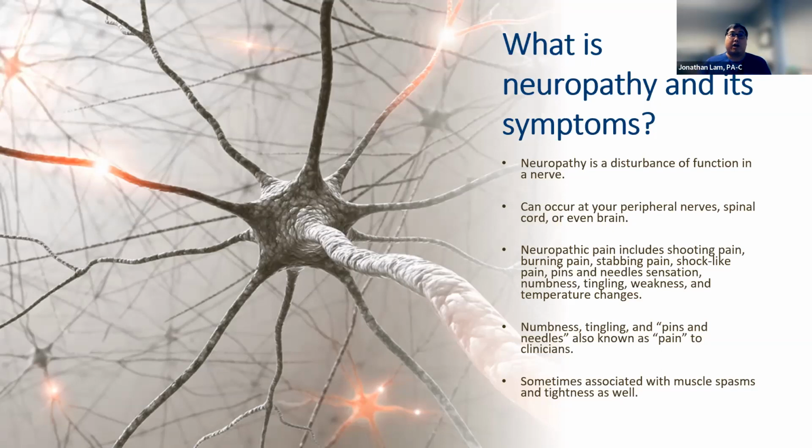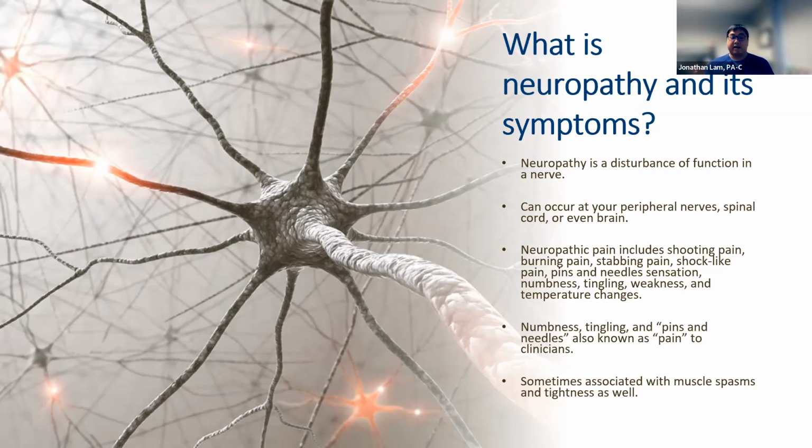But with neuropathic pain, it's not just pain we're talking about. Yes, you're going to often hear complaints of shooting pain, burning pain, stabbing pain, shock-like electrical types of pain. But neuropathic pain also includes a pins and needles sensation, maybe some numbness, maybe some tingling, even weakness in your arm. If you notice one arm or one leg is hotter than the other, temperature changes also count as neuropathic pain.